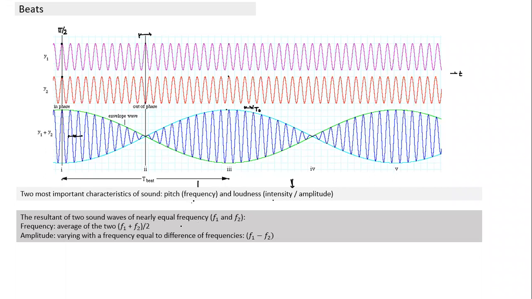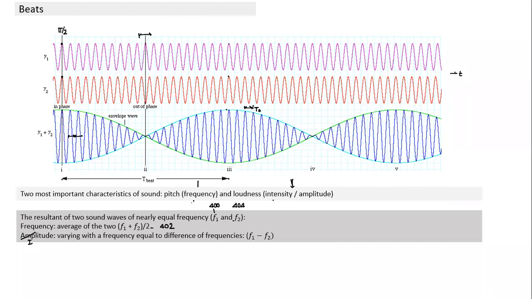Like the previous case, I have taken two frequencies, 400 and 404. The sound we'll hear will sound like a sound of frequency 400. And loudness, not amplitude, is the better measure. It will vary with frequency equal to the difference in frequency. How many times will the sound go up and down? It will go up 4 times in a second, f1 minus f2.